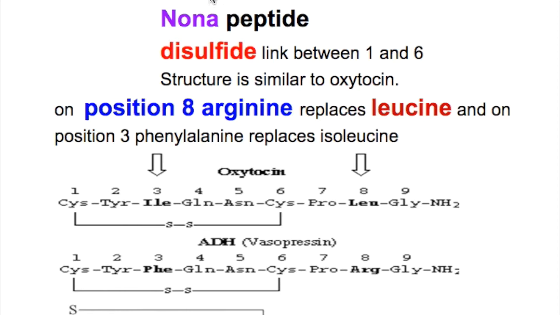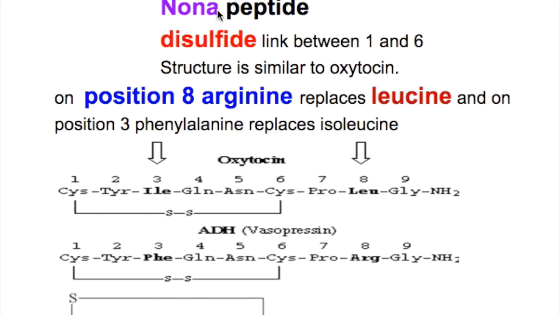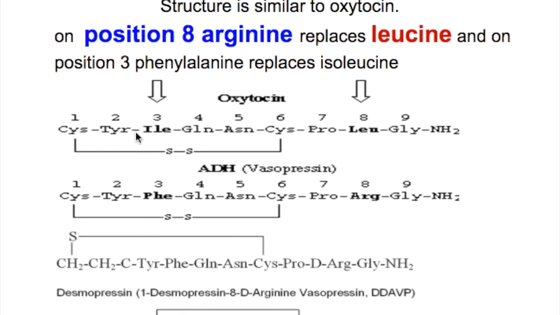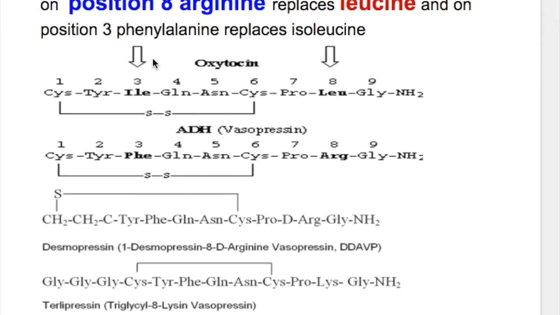In this video, we'll discuss ADH, antidiuretic hormone, or arginine vasopressin. Vasopressin is a nonapeptide like oxytocin and has a disulfide link between position 1 and position 6. What's the difference in the structures of oxytocin and vasopressin? The leucine in oxytocin at position 8 is replaced by arginine in vasopressin, and isoleucine at position 3 is replaced by phenylalanine in vasopressin.